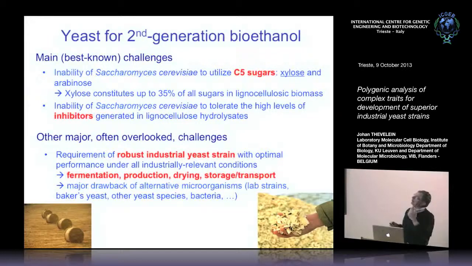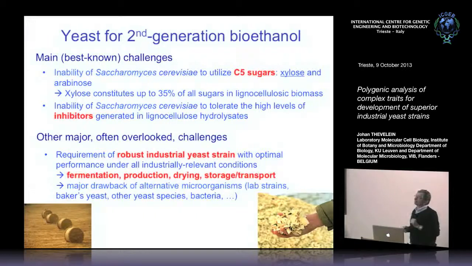lignocellulose materials. And the problem with Saccharomyces cerevisiae is that it cannot utilize C5 sugars, pentose sugars, mainly xylose and arabinose, but especially xylose has quite a high level, between 30 and 40% of the sugar in the lignocellulosic biomass is xylose. And a second problem is that Saccharomyces cerevisiae, and actually most microorganisms, cannot tolerate the high levels of inhibitors that are generated in these hydrolyses.